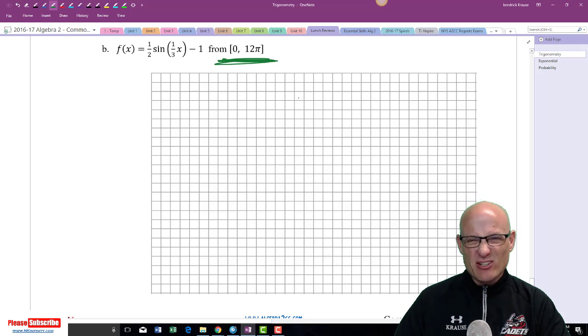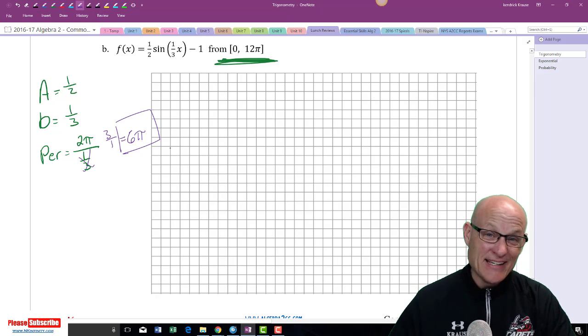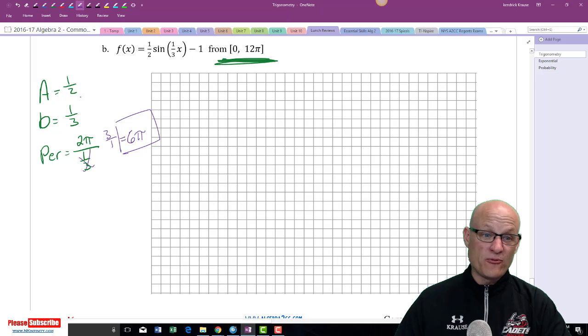They want me to graph from 0 to 12 pi. So A is equal to 1/2. B is equal to 1/3. Period is equal to 2 pi over 1/3. That's weird. So I multiply by the reciprocal, which is 3 over 1, and I get a period of 6 pi. That means it's going to take 6 pi to finish one full sine curve.